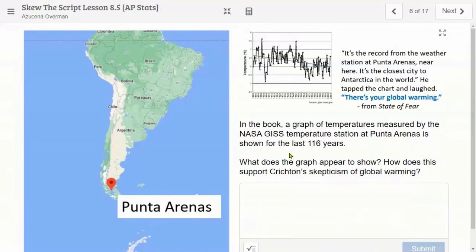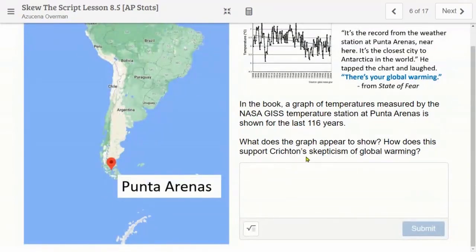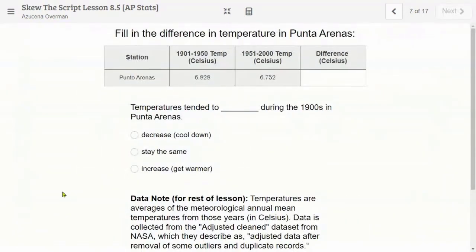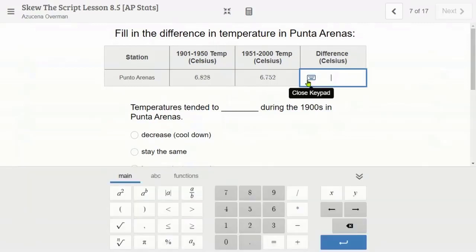So what we're going to do, let's see, was there anything else? What does the graph appear to show? It looks like the Earth's cooling down, not warming up. So let's find the difference in temperature at Punta Arenas. From 1901 to 1950, it's 6.828 Celsius, by the way, so it's just a little above freezing. And then 1951 to 2000, 6.752. So the temperatures actually tended to do what? Go up or go down? Go down, right?